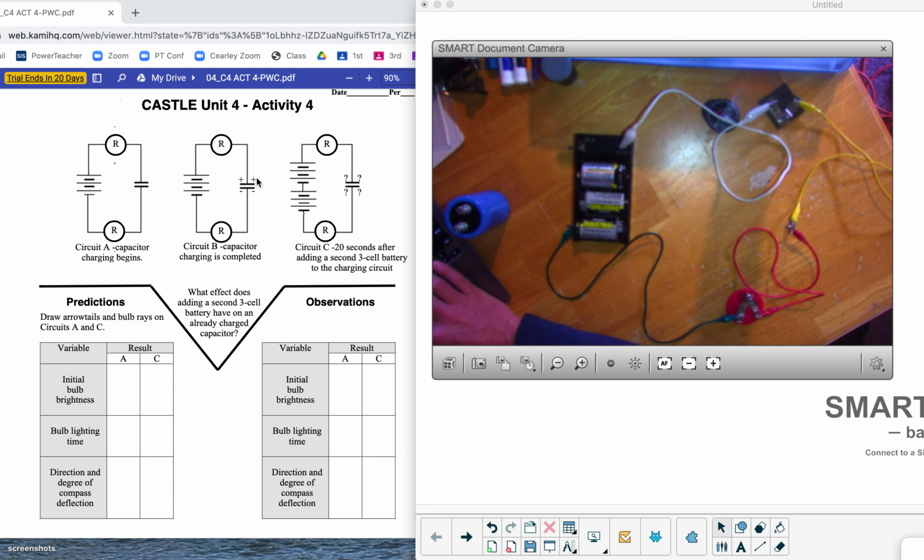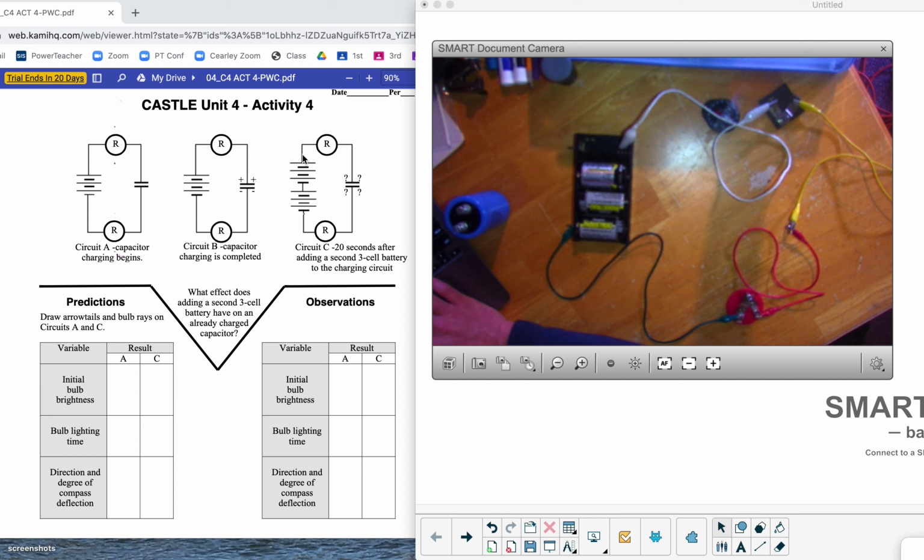You can see that because the top plate has an excess of charge and the bottom plate has a deficiency of charge. But the big question here is, what happens to an already charged capacitor if we add a second 3-cell battery pack to that already charged capacitor? Down here it says circuit C, 20 seconds after adding a second 3-cell battery pack to the charging circuit.